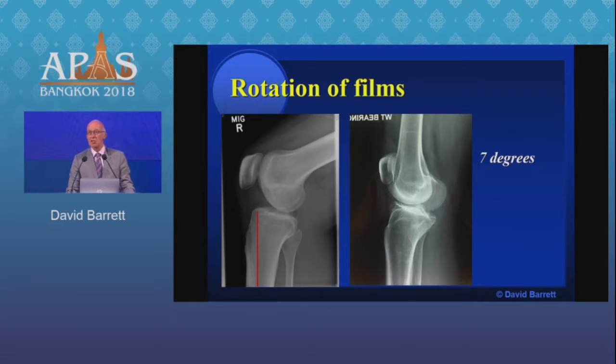The rotation of your film is very important. This is the same patient. Now, that's the measurement, 7 degrees. If we rotate the film a little bit, or it's not taken properly, we get an answer of 12 degrees. And you can see how, by looking at the fibular head and the patella, how that film is rotated.